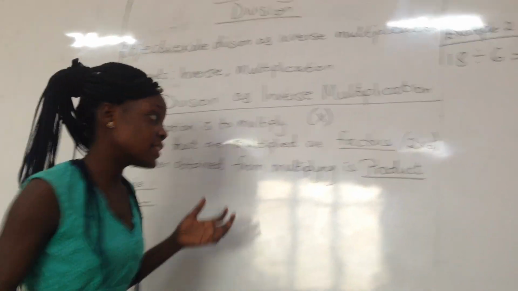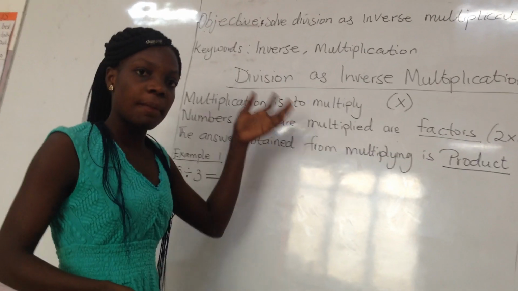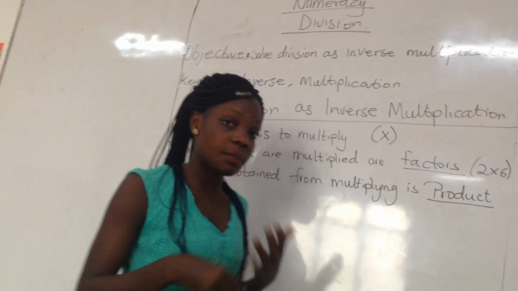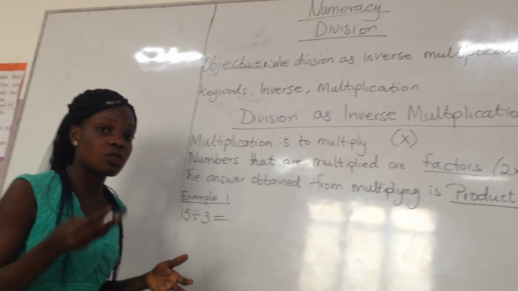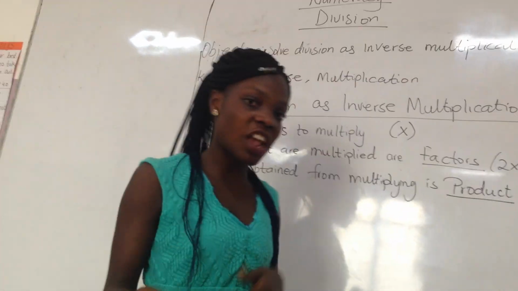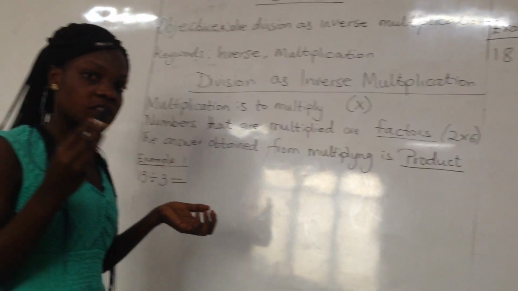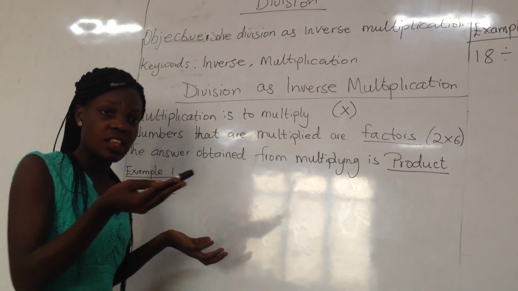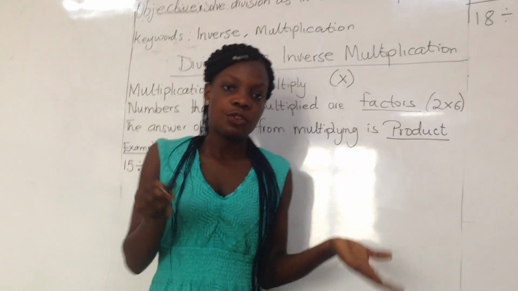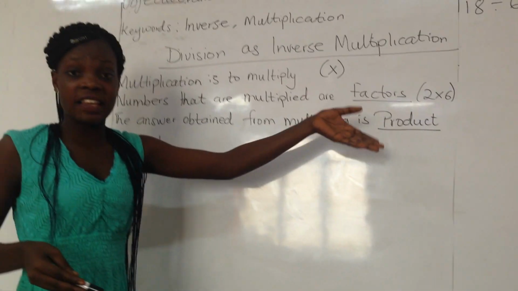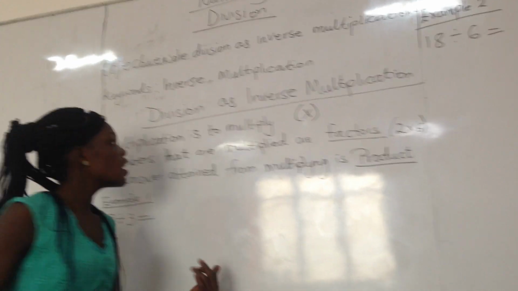You are supposed to know that division can also be solved as inverse multiplication. Last week we solved it as repeated subtraction. This week we are going to look at division as inverse multiplication. So what is the inverse? Inverse means opposite. The opposite of multiplication is division.